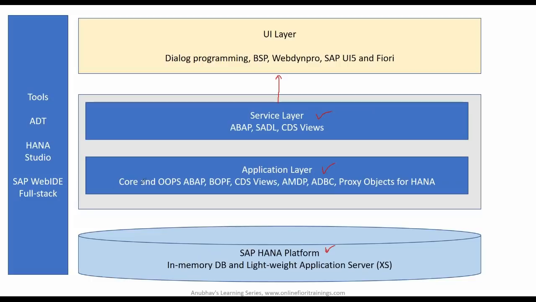And then we have the application layer with core ABAP, where you can write core ABAP coding or OOPS ABAP coding. You can use BOPF, Business Object Processing Framework. Then we have CDS views, ABAP managed database procedures, ADBC to connect directly to the database, proxy objects for HANA. These are all the different processing layer artifacts which you can use to write your processing logic for the application. And then you have the service layer to expose this data out for the applications.